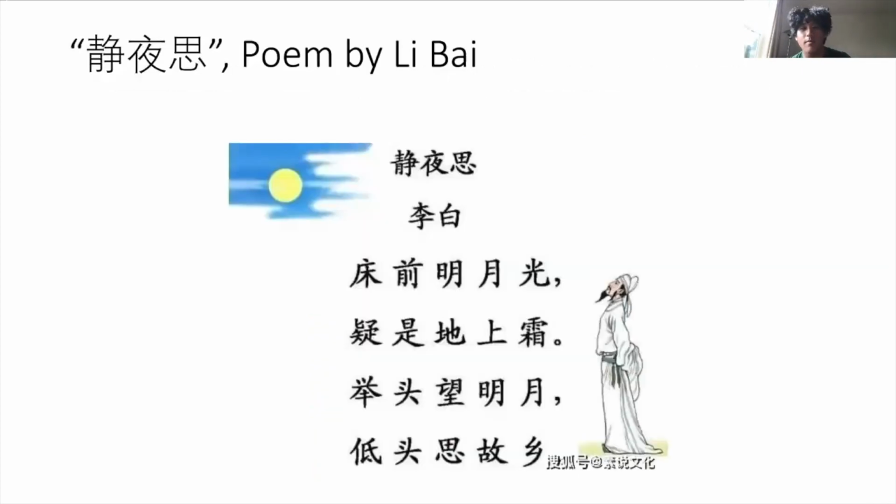Lastly, I have a poem by Li Bai. So this poem obviously is in Chinese, and this was written in the 17th century by a Tang Dynasty poet. This poem is only 4 lines, and the English translation of the name is "Quiet Night Thought." So it is translated as "Moonlight in front of the bed. I suspect there is frost on the ground. Look up at the moon, bow your head, and think about your hometown."